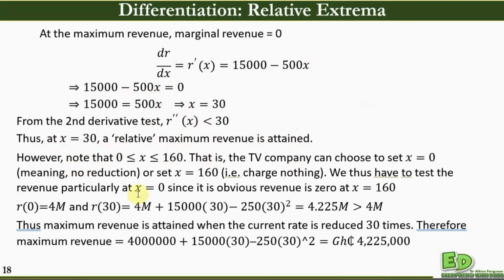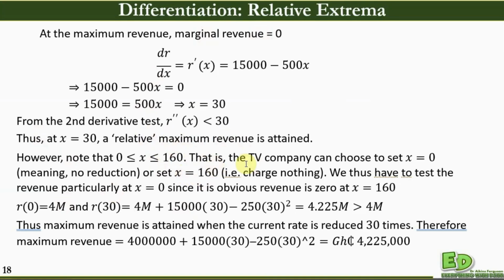However, this is the range. So we can reduce it 0 to 160 times. So we are saying it should be reduced by 30 times to achieve the maximum revenue. But this is the range. How did you get the 160? It's just the rate of 40 cedis divided by the decrease 0.25. That will give you 160.